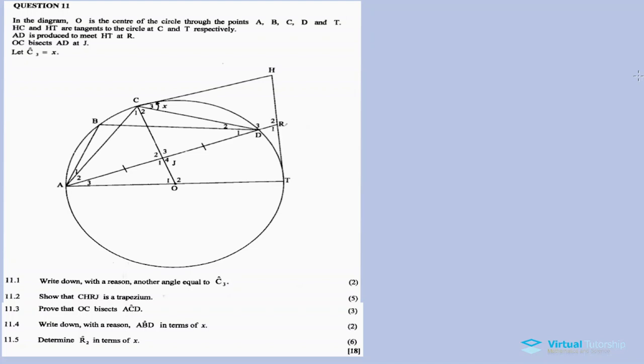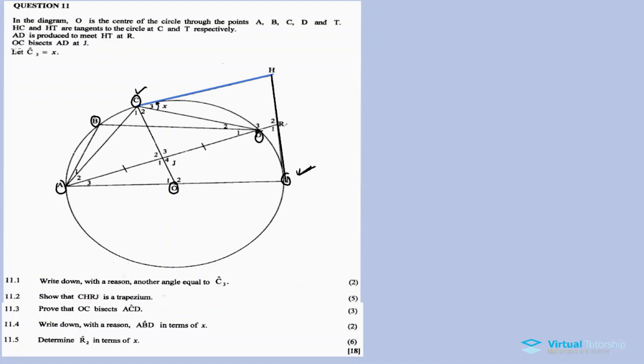Right, in the diagram, O is the center of the circle passing through the points A, B, C, D, and T. HC and HT are tangents to the circle at C and T. So this tangent CH is tangent at C, and this HT is tangent at point T. AD is produced to meet HT at R.